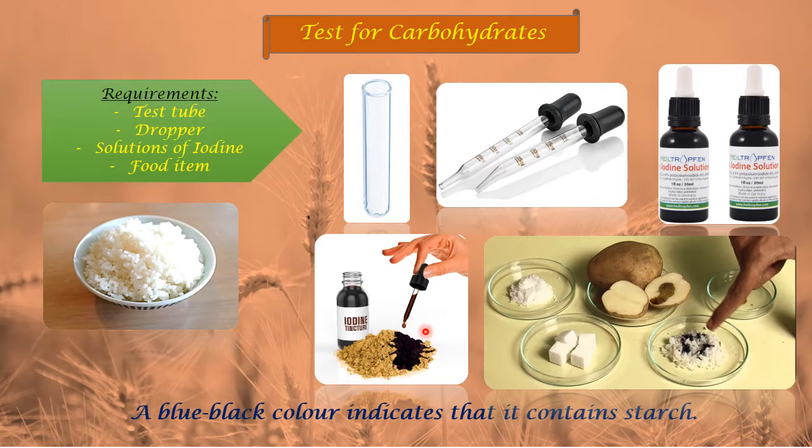A blue-black color indicates that it contains starch. So when you get this blue-black color, can you identify it here, here and here? This color indicates that it contains carbohydrate. This food item is rich in carbohydrate. Even here you can see it, on the potato. If it doesn't give that particular color, then you can be sure that food item doesn't have much carbohydrate. All right, so this is how we do a test to confirm the presence of starch.